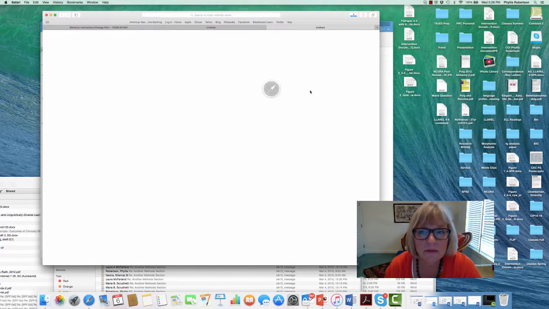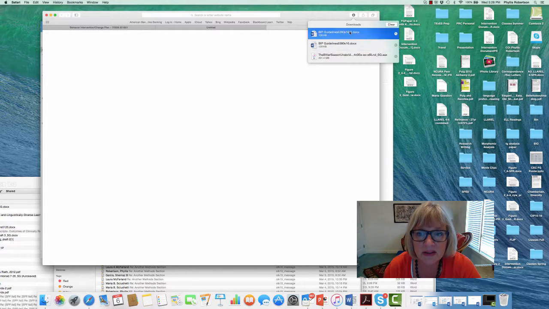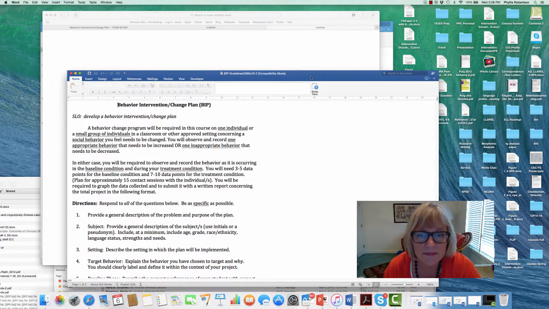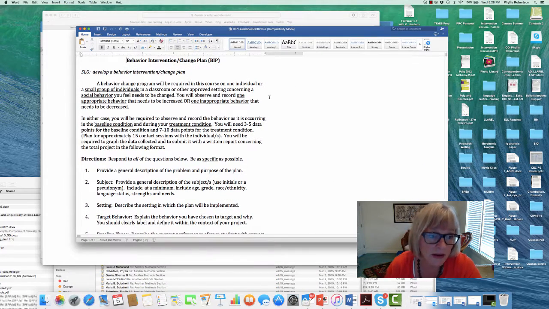So as we click on the BIP guidelines and pull that up, it'll download to your computer, and you'll see there the reason why you're doing a behavior change project. I think most of you are working with one individual. If you're working with a small group, that's something that can be very powerful, but will require an even more detailed analysis of the work that you will do.